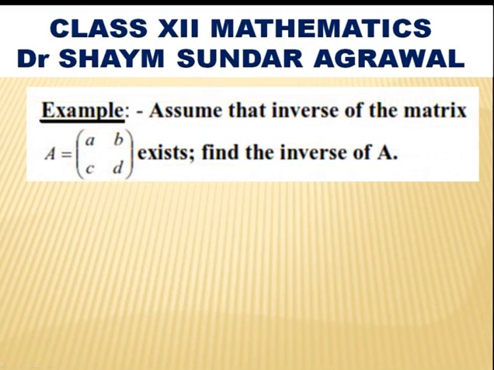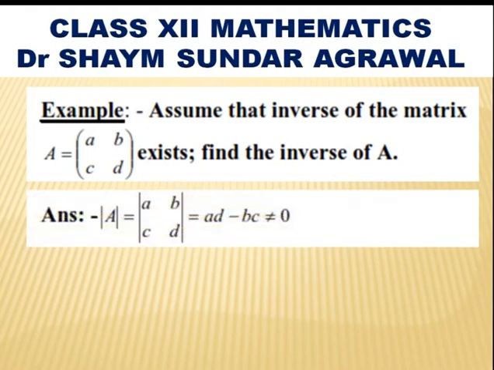Assume that the inverse of the matrix containing A, B, C, D exists, then find its inverse. As given, the inverse exists, that means it is a non-singular matrix. So the determinant of A is equal to the determinant of A, B, C, D, that is AD minus BC, which is not equal to 0 because this is a non-singular matrix and the inverse exists.